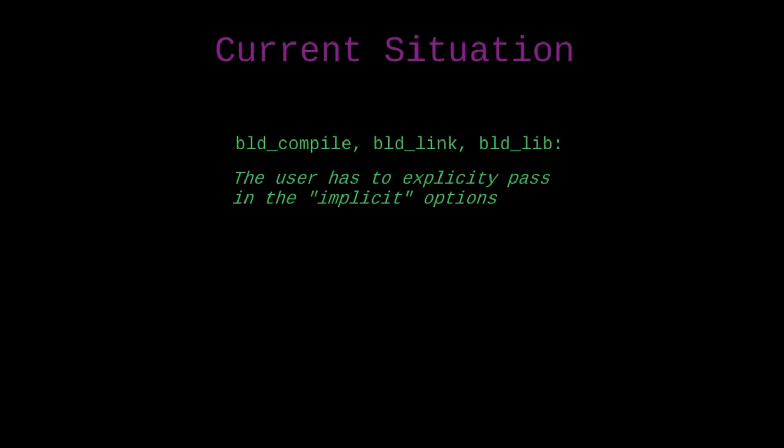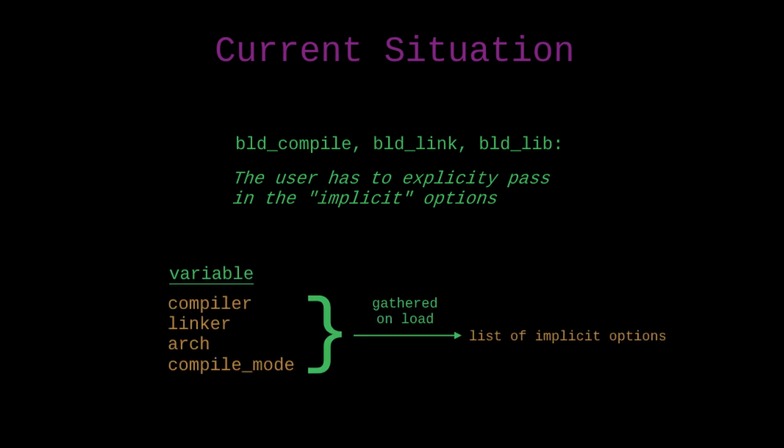So right now, unless the unit command automatically handles implicit options, everything else you have to pass them in. So they're only implicit in the sense that the BLD core script, when you first run it, gathers them up and gives you this implicit options variable to use. But I don't really like that very much.